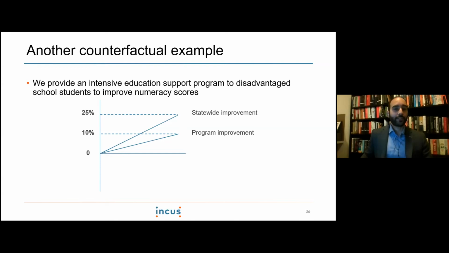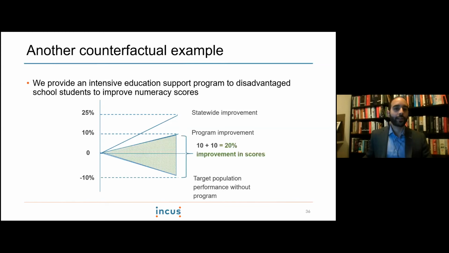But if you go back to your particular cohort of students and you look at the trends, you see that they were actually going backwards. And so without the program, they would have been worse, because previous years have demonstrated that the numeracy scores in that school or that district were getting worse. So really the improvement is the 10 negative plus the 10 positive, so a 20% improvement, so much closer to that statewide level.